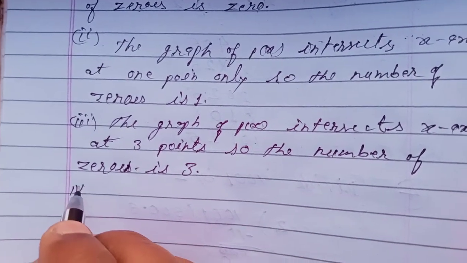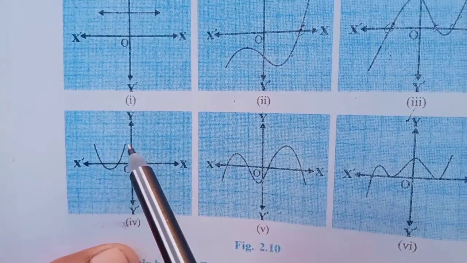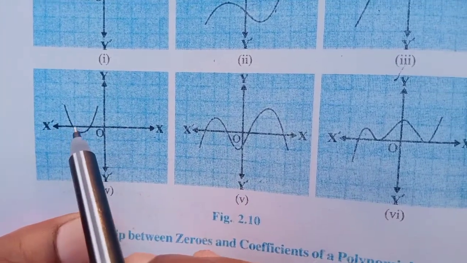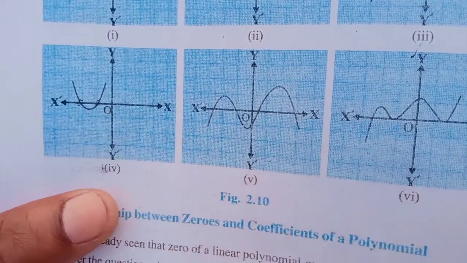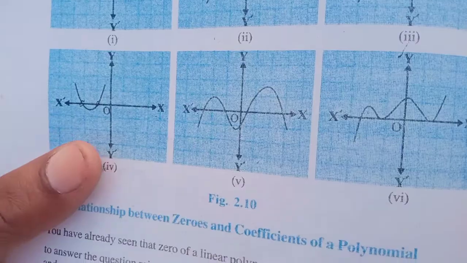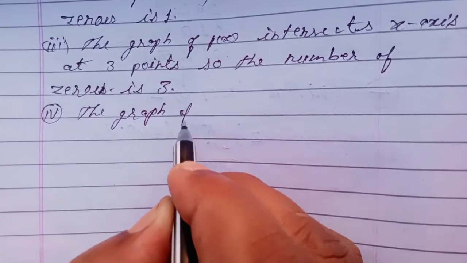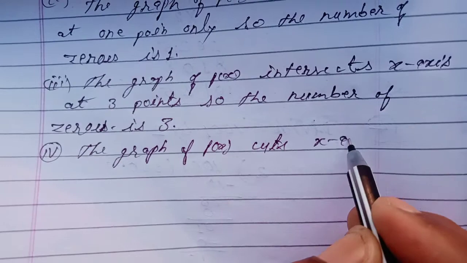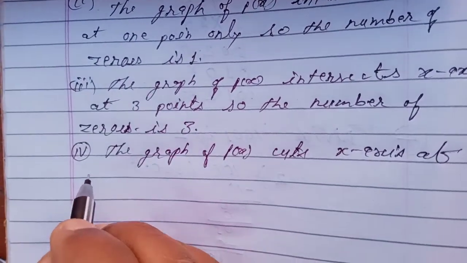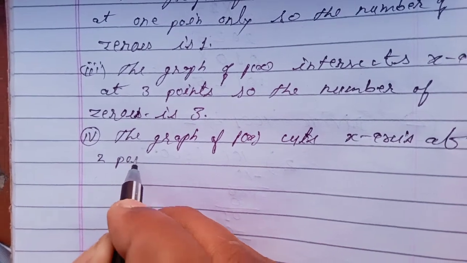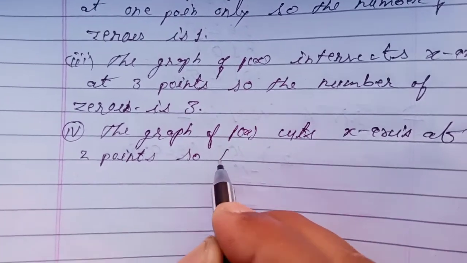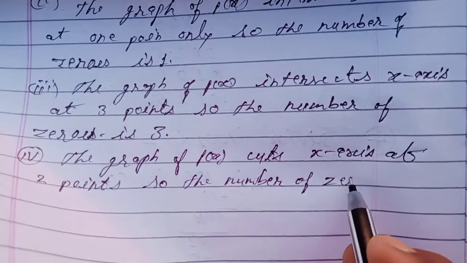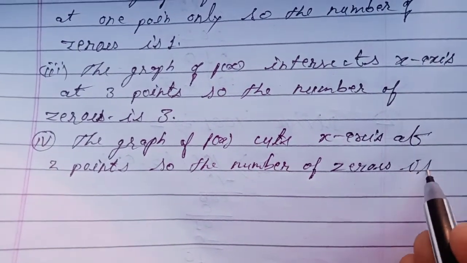Fourth, this is the graph of p(x). We see that the graph of p(x) cuts the x-axis. This is the x-axis and this is the y-axis. It cuts the x-axis at 1, 2 points. So the number of zeros is 2.